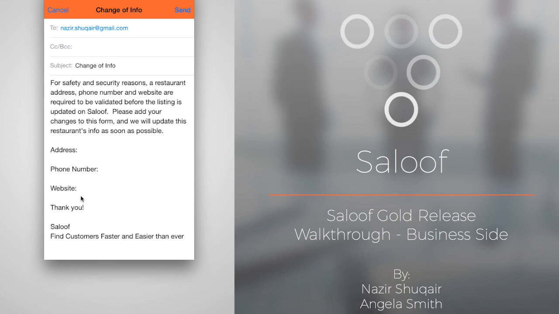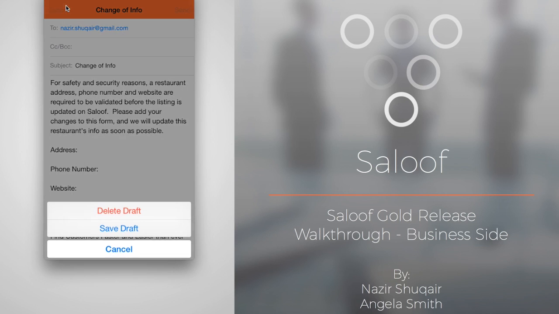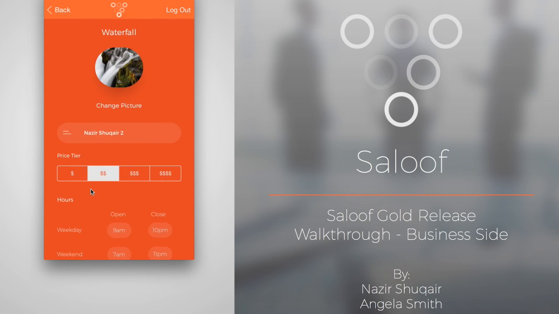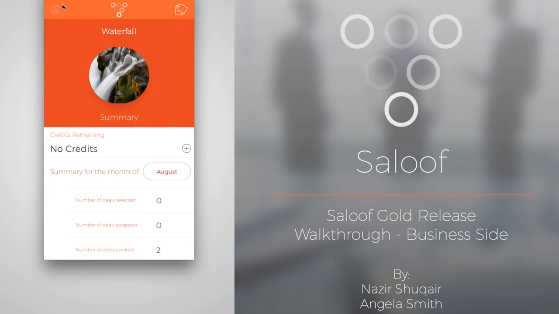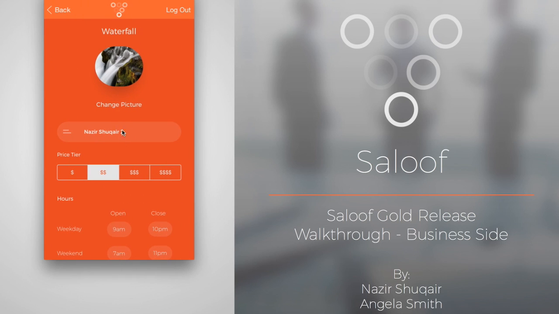And if everything is good, all these changes will be updated in the backend, and the listing for the user side will show the difference. This is again for safety and security. In case of a hack, we can control the information that can be changed. Again, once you do this, you hit send and it goes through. Otherwise, you can cancel, save or delete, and you go back. So that is pretty much it for the Saloof business side.